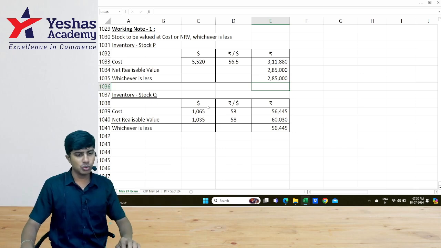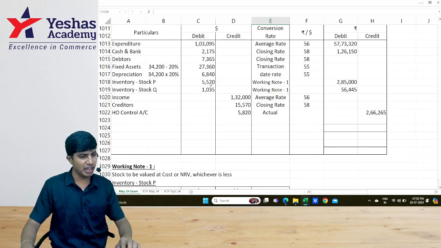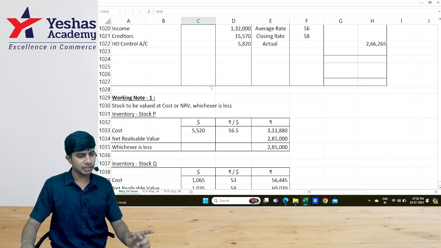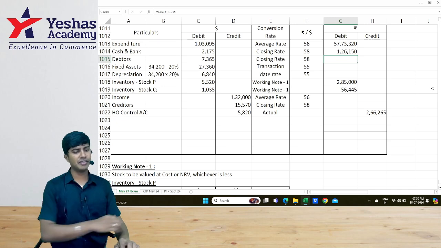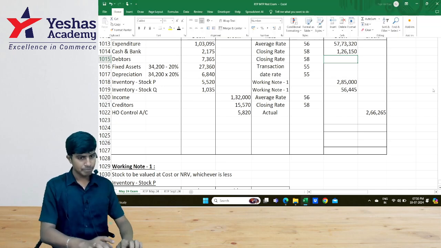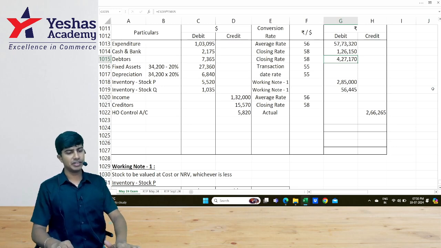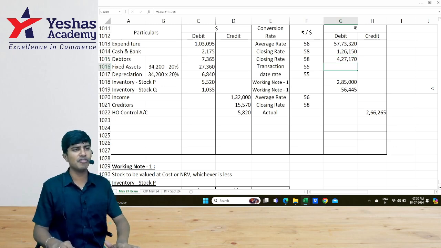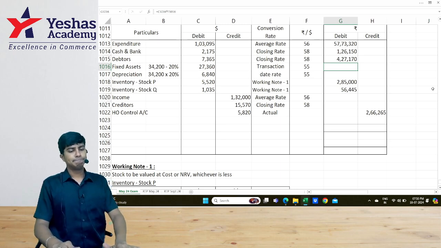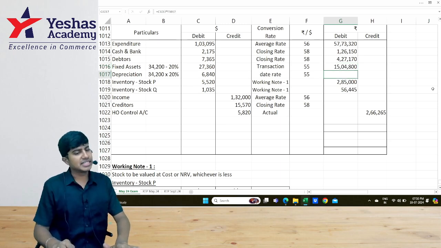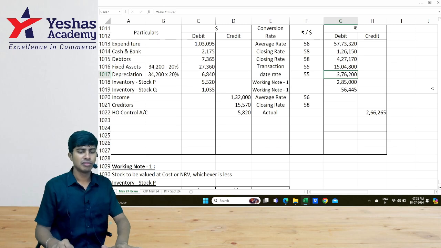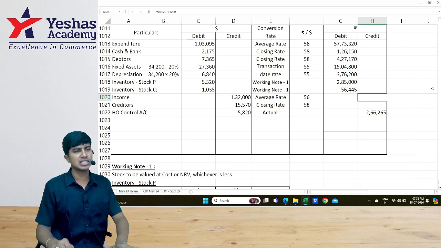But it is 2,85,000. This is 5520. Correct? Very good. How much is the total here? 7,365 into 58. 4,27,170. 27,360 into 55. 6,840 into 55. Very good. Then 1,32,000 into 56. 15,570 into 58.